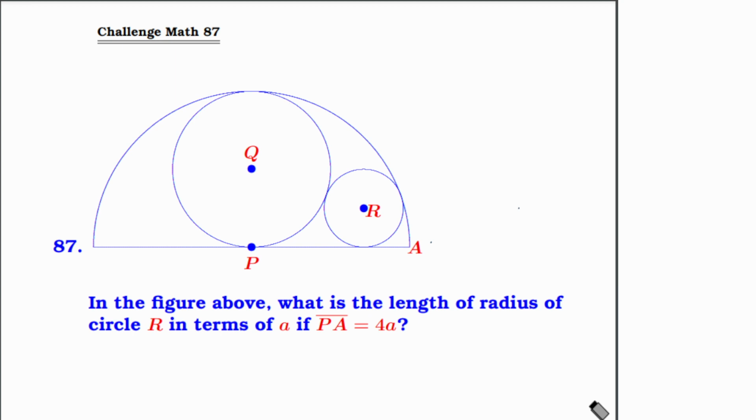See you next time for this question. Try it yourself by the time we come back for this challenge, question 87.